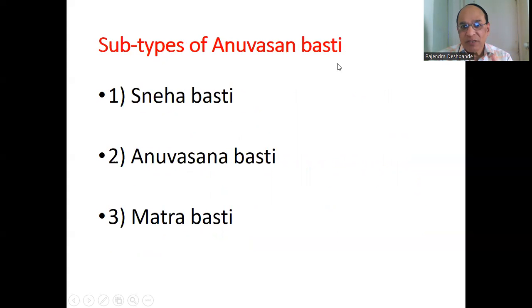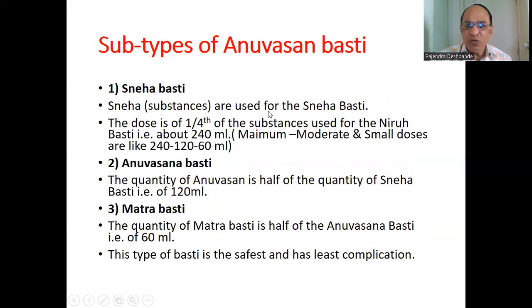Now, subtypes of the Anuvasan Basti: Sneha Basti, Anuvasan Basti, and Matra Basti. What is Sneha Basti? For Sneha Basti, Sneha dravyas, unctuous, fatty substances, are used. The dose is 1/4 of the substance used for the Niruha Basti, about 240 ml. But there is also variation: maximum 240 ml, moderate dose 120 ml, and small dose 60 ml. Okay. For Anuvasan Basti, the quantity is half of the Sneha Basti, that is 120 ml. And the quantity of Matra Basti is half of the Anuvasan, that is 60 ml. This type of Basti is the safest. Every day you can give the patient Matra Basti.